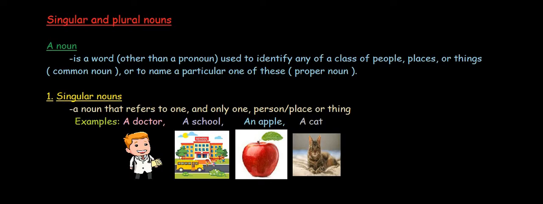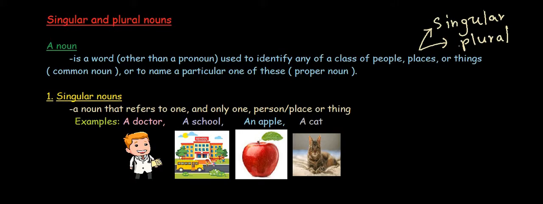In this video, we will be talking about singular and plural nouns. First and foremost, let us identify what is a noun. As I had mentioned in my previous videos, a noun is a word that is used to identify a person, place, or a thing. Now, these nouns can be categorized based on the number into two parts as singular nouns and plural nouns.